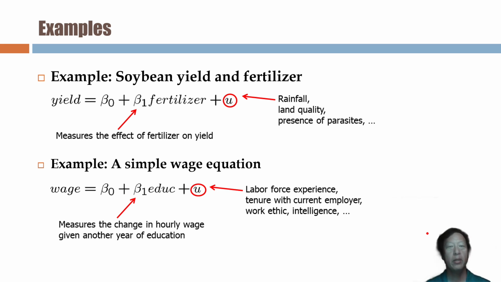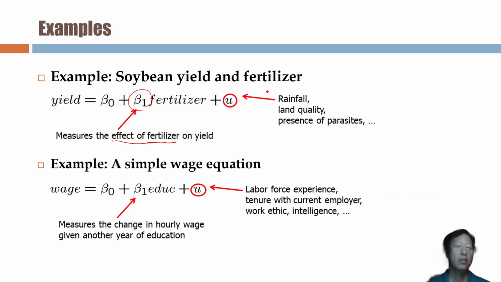So, an example: soybean yield and fertilizer. If you put more fertilizer, what do you expect? You expect a higher yield, right? But how much? That's what we want to know. So this beta 1 captures the effect of fertilizer. But u will depend on the rainfall or other things besides fertilizer. There will be a lot of different factors that affect the yield, but everything other than fertilizer goes into u. So u should not be changed by the fertilizer. That's why.